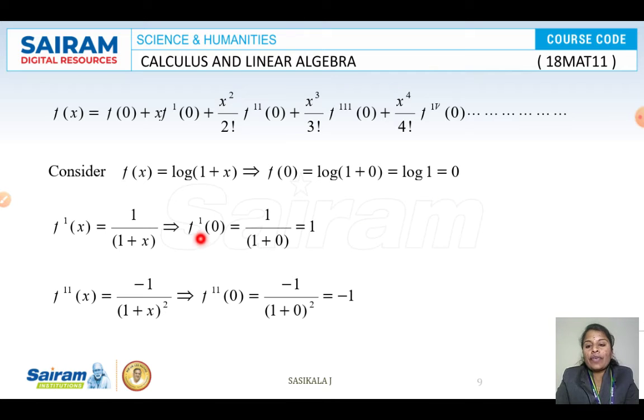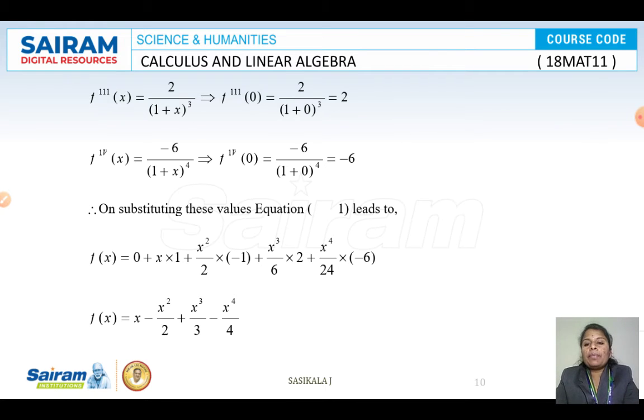So f'(x), the derivative of log x, will be 1 by 1 plus x, and then 1 plus x differentiation will be 1. So f'(0) is 1 by 1 plus 0, which is equal to 1. So f''(x) is like 1 by x; 1 by x differentiation is minus 1 by x squared. So instead of x, you have 1 plus x the whole square. So f''(0) will be minus 1. So now f'''(x) is 2 by 1 plus x the whole cube. So f'''(0) is equal to 2 by 1 plus 0 the whole cube, which is equal to 2.